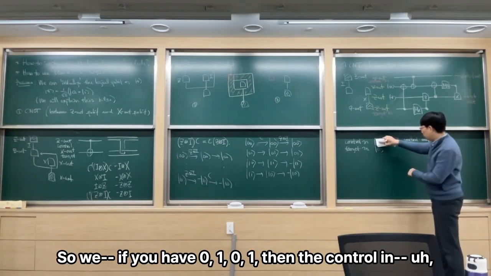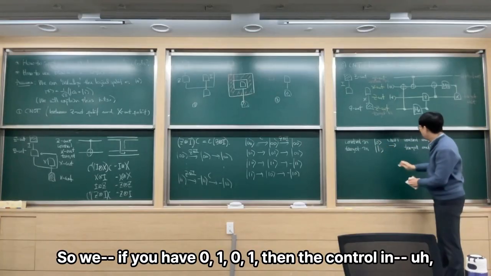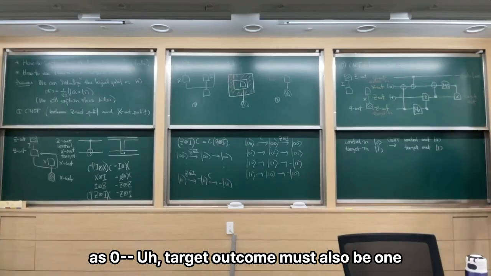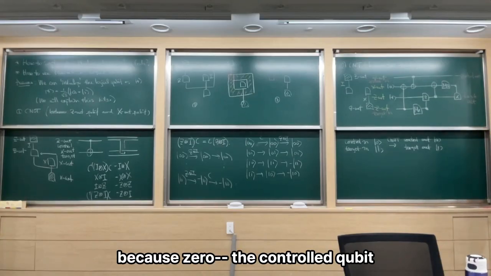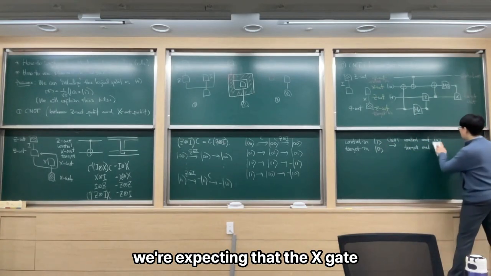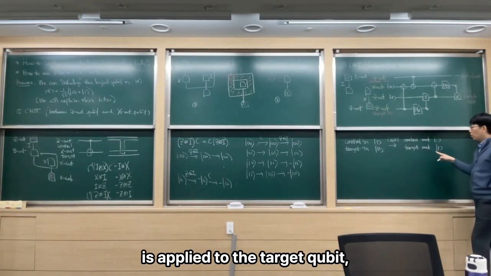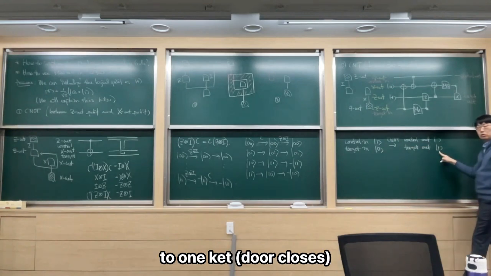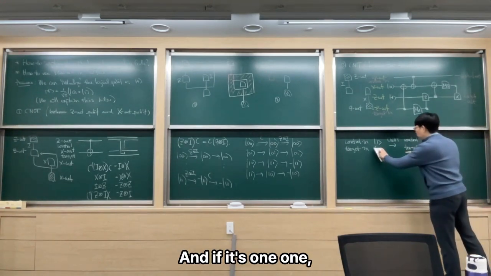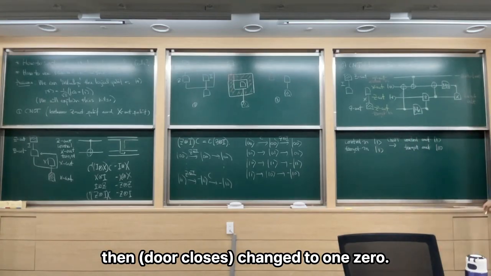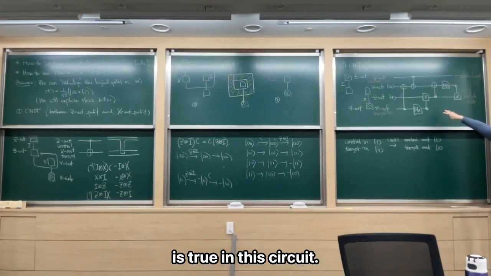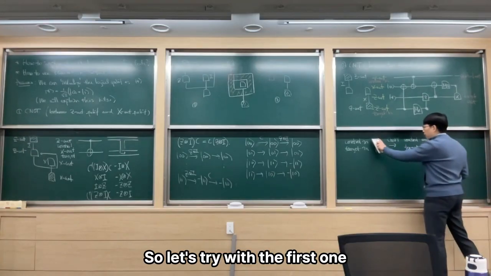Same thing, if you have 0, 1, then the control out must be the same, 0, and target out must also be 1, because the control qubit is at the cat 0 state. But when it's 1, 0, we're expecting that the X gate is applied to the target qubit. So the 0 cat must be changed to 1 cat, while the control qubit stays 1 cat. And if it's 1, 1, then it has to be changed to 1, 0. So all you need to do is check whether these 4 mappings are true in this circuit. Let's try with the first one and the last one.